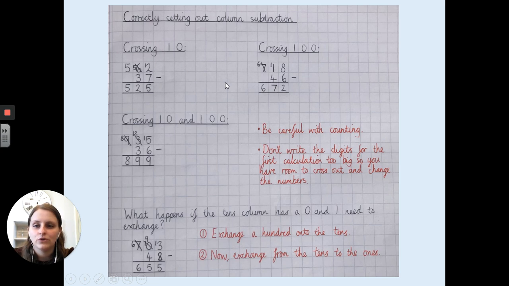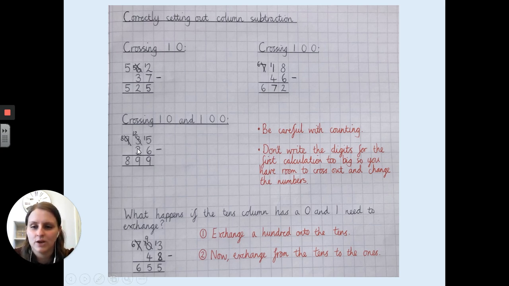So we've done crossing 10 and crossing 100, so now we're going to do them all together. Here, we've got 15 take away 6. My top number in the ones is smaller than my bottom number, so I need to exchange. 5 is less than 6. To do that, I'll cross out my 3 and make it into a 2. So now I've got 2 in this tens column, and I'll put that 10 here on the ones. So now I've got 15 ones. 15 ones take away 6 gives me 9. So that's done. Now remember, we've got 2 here now, not 3.